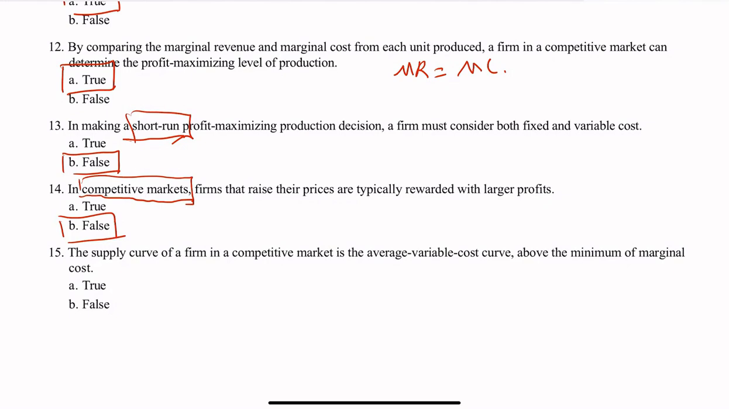Okay, last one. The supply curve of a firm in a competitive market is the average variable cost curve above the minimum of marginal cost. Now, this is definitely not correct, right? Because you can see that the correct statement requires you to exchange average variable cost for marginal cost, right? So you have to put marginal cost here, and then exchange marginal cost for average variable cost. So the correct statement is the supply curve of a firm in a competitive market is the marginal cost curve above the minimum of average variable cost.